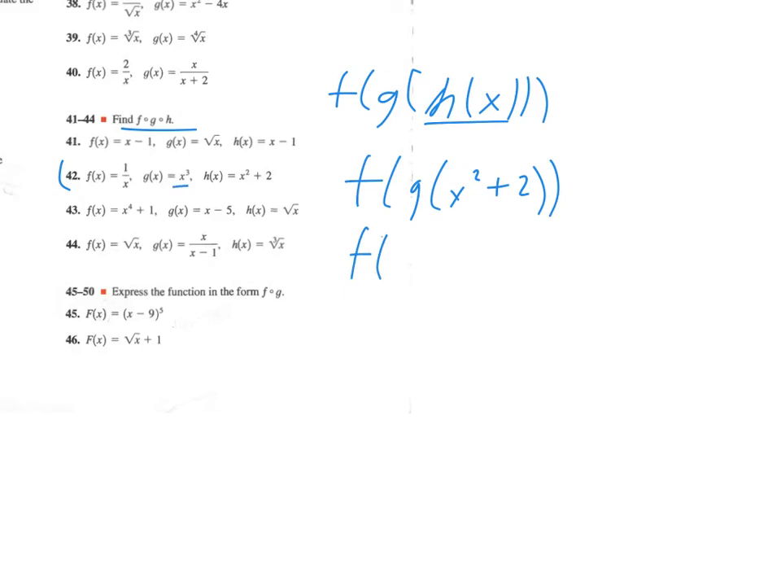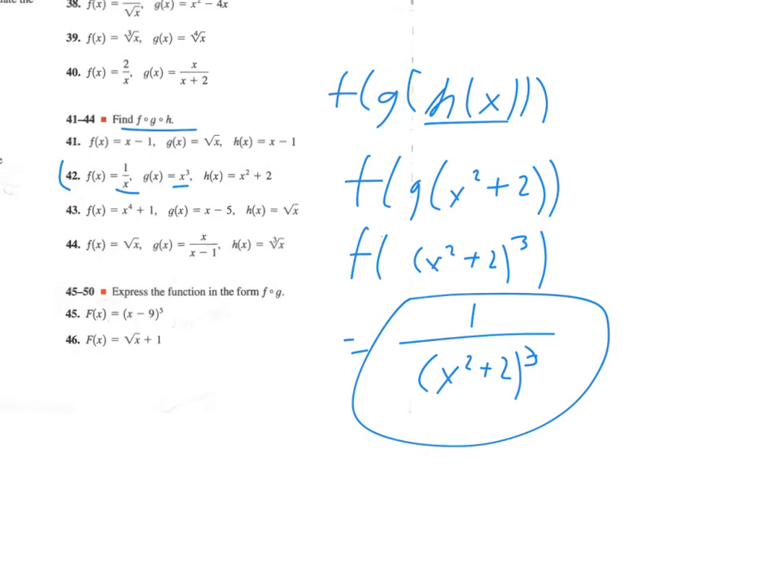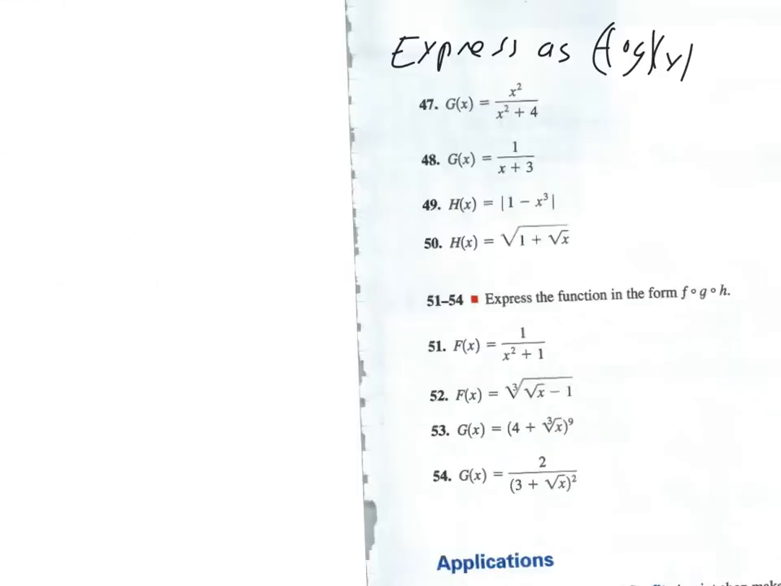And then now I'm going to take that and I'm going to plug it into the g function. So that's going to be parentheses x squared plus 2 to the 3rd. And now I'm going to take that and plug it into the f function. So that's going to be 1 over x squared plus 2 to the 3rd. You could expand that x squared plus 2 to the 3rd, but I'm not going to. I would just leave it like that.